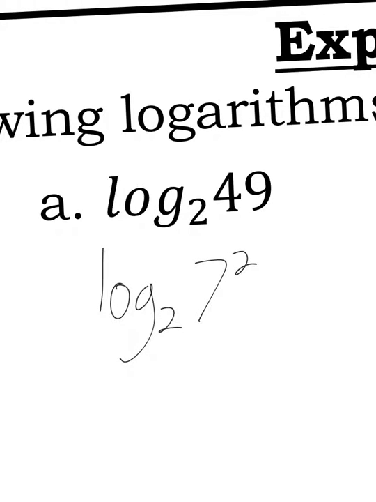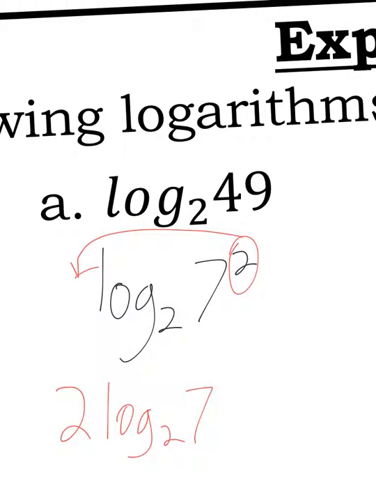Okay, so using that power property, I'm going to take that 2, and I'm going to throw it to the front, so I get 2 times log base 2 of 7 for my final answer, okay? And that's all there is to say about part A. It can't expand farther than that. So let's just move on to the next example.